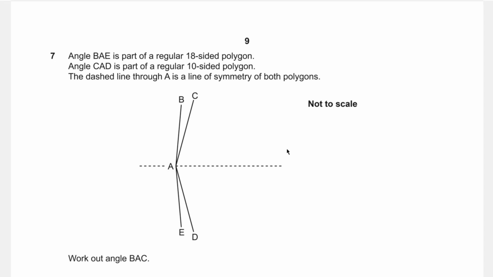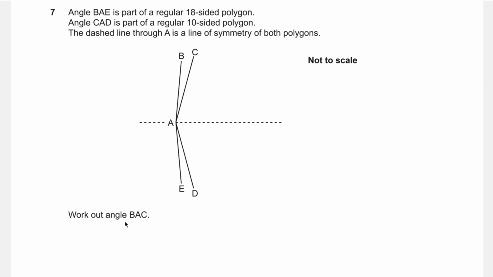Question number 7. The angle BAE is part of a regular 18-sided polygon. The angle CAD is part of a regular 10-sided polygon. The dashed line through A is a line of symmetry of both polygons. We have to work out the angle BAC. So, we've got this angle X shown here, and we've got this angle Y shown here. The difference between these is going to be the angle BAC.